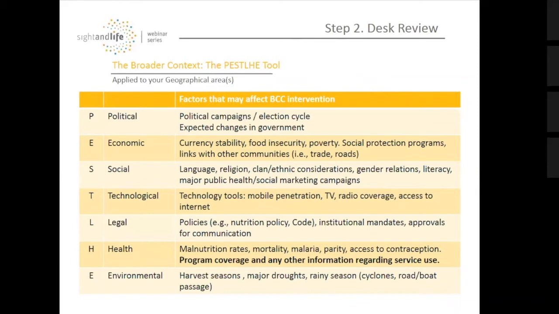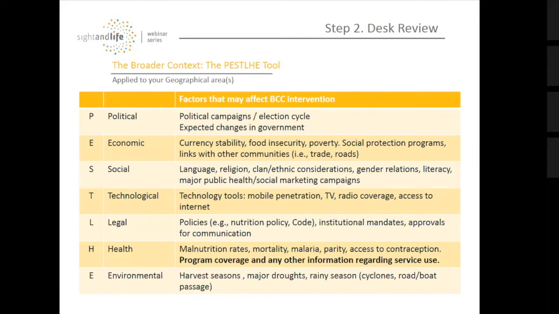Right, let's look at the P for political. It's important to know when local elections will be held. Why? Because political campaigns create a lot of noise. And if you roll out your BCC campaign during that time, your BCC campaign will be completely drowned out.